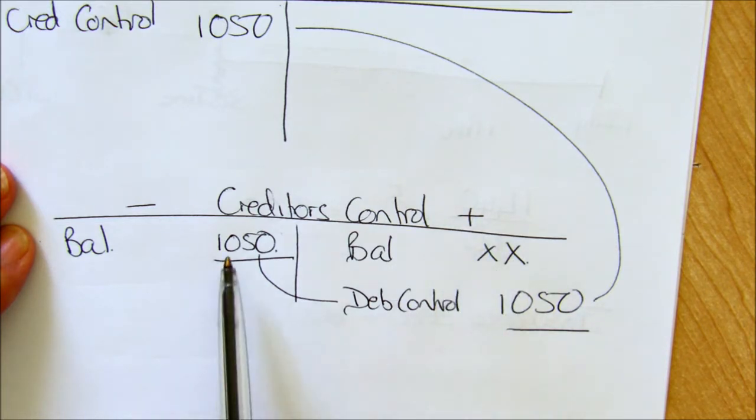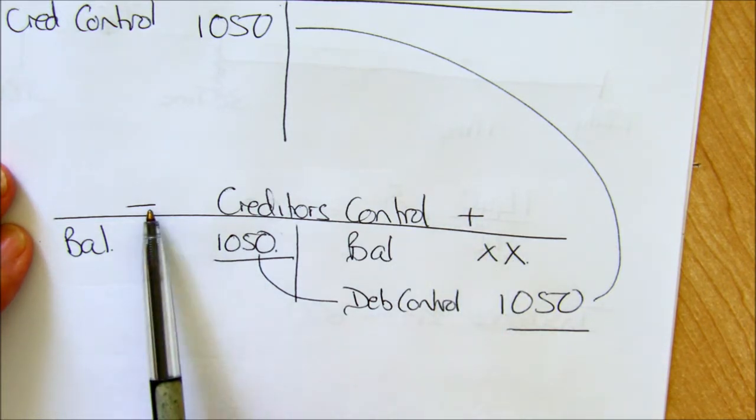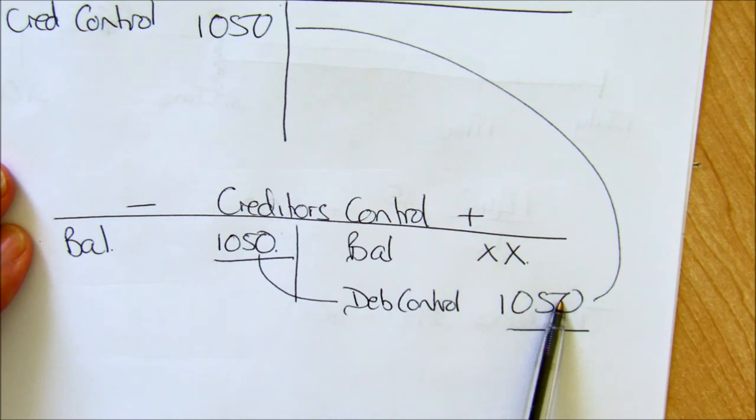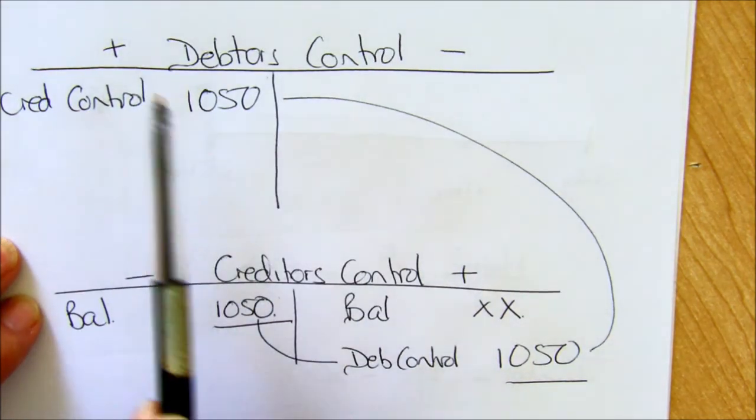But the explanation behind it is you had a creditor with a negative balance. And you know from maths that if you want to cancel a negative, you have to plus. So the double entry is to add to creditors and add to debtors.